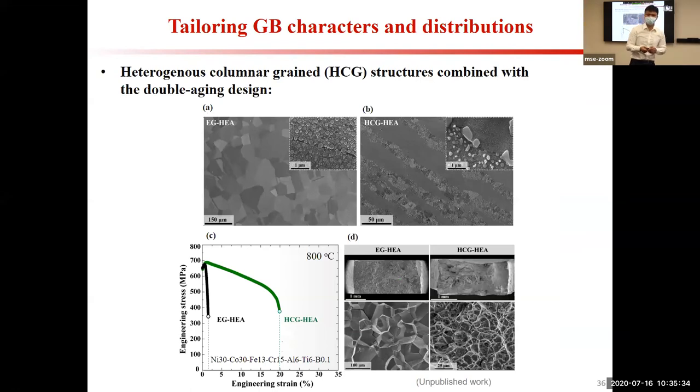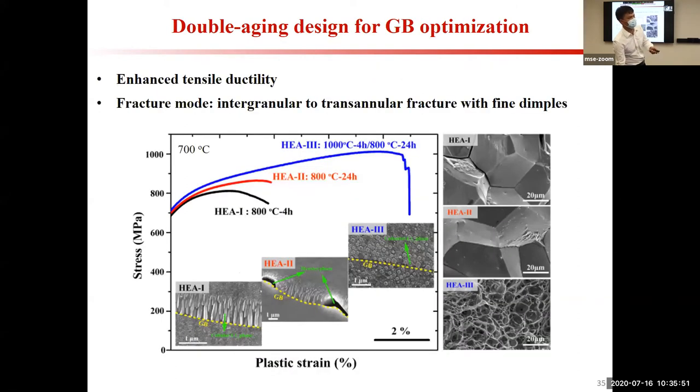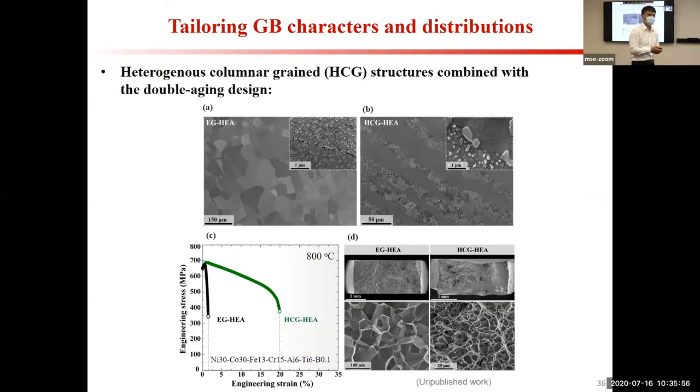But this method seems not capable of overcoming the embrittlement at 800 degrees C. When the double aging treatment was applied to the material, just as shown here, and we put this material at 800 degrees C, it still has a very big problem with a very brittle effect. So this means that maybe just controlling the precipitation is not enough to overcome this problem.